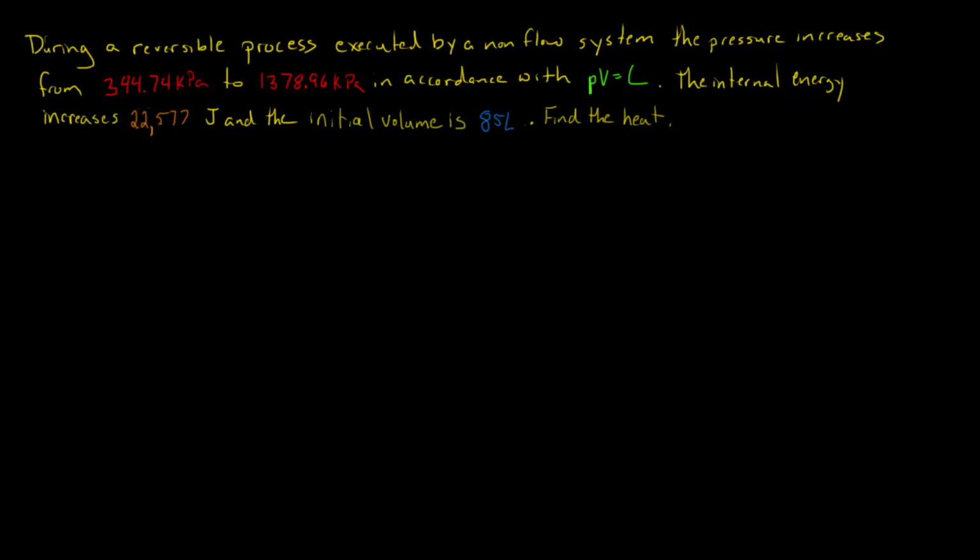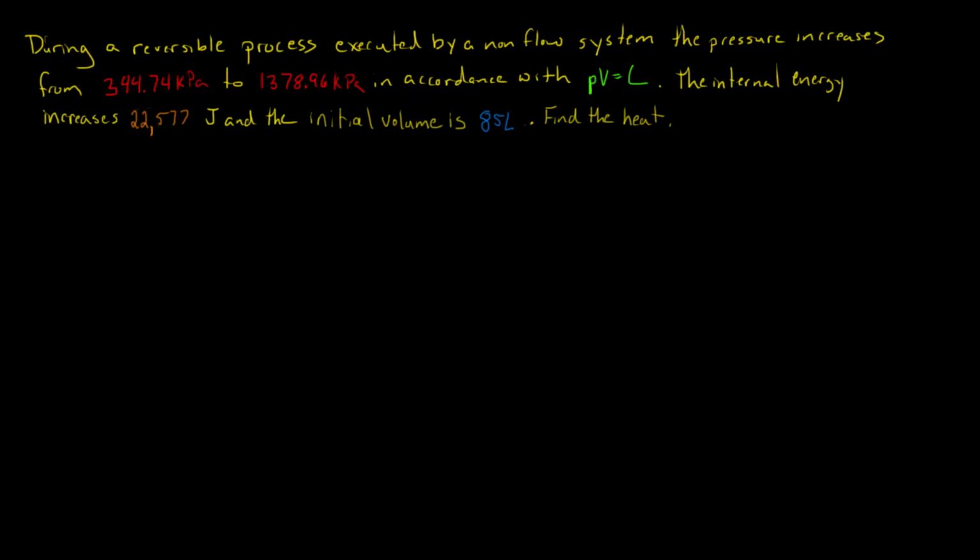What I'd like to do in this video is go over this example that says during a reversible process executed by a non-flow system, the pressure increases from 344.74 kilopascals to 1,378.96 kilopascals in accordance with the relationship PV is equal to C. The internal energy increases by 22,577 joules and the initial volume is 85 liters. And we're asked to figure out the heat transfer into or out of the system.